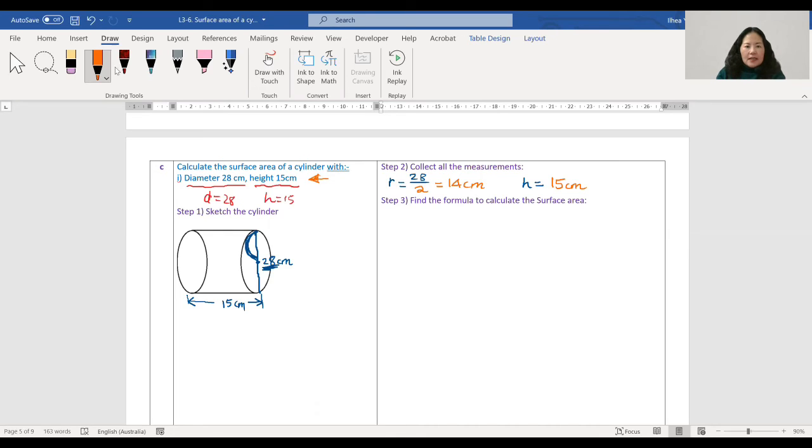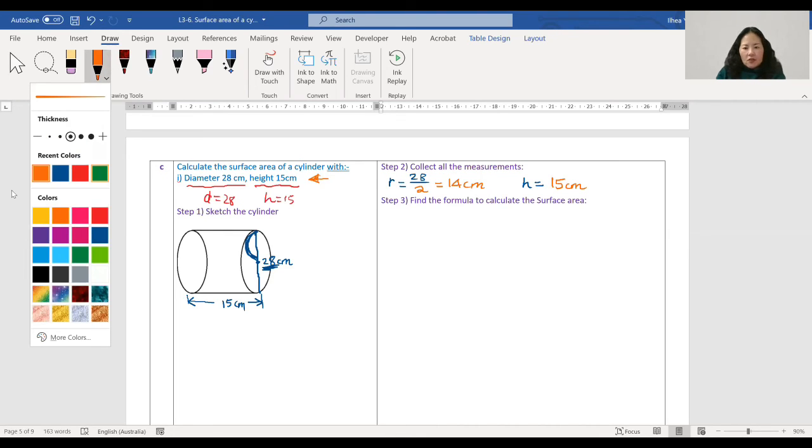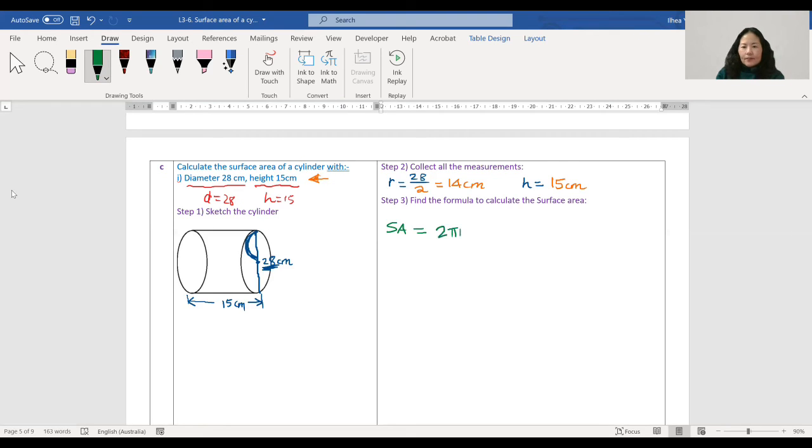Can you please tell me the formula for the surface area of a cylinder? 2 pi r squared plus 2 pi r height. Good job. Now, could you please put the numbers into this formula? 2 times pi times, the radius is 14 centimeters, so 14 squared. Plus 2 times pi times, what was the radius again? 14 centimeters. And then what's the height? 15 centimeters. Excellent, good job. Now put all that in your calculator exactly like this, including the brackets and everything.